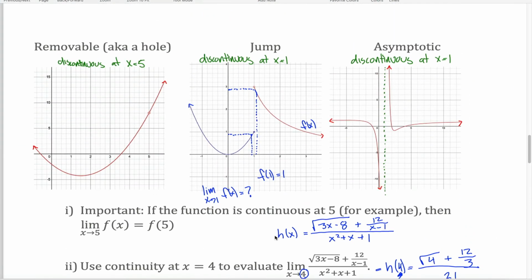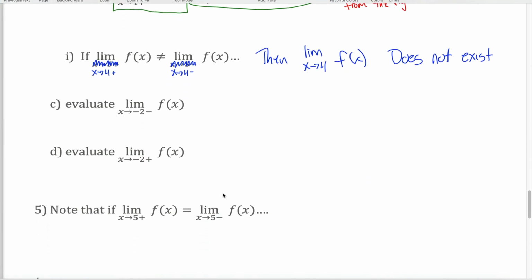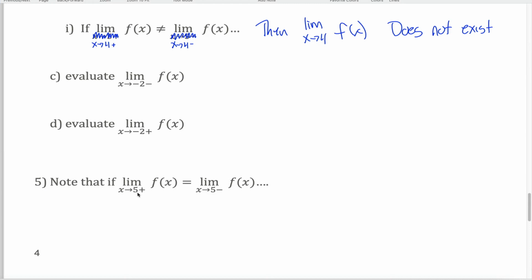Contrast that with the case that we saw up here where the person walking from the left gets really, really close to a height of 8, and the person walking from the right gets really, really close to a height of 8 when they approach this x value of 5. Since they're approaching the same height, we know their limit. If the two one-sided limits agree, if the limit as x approaches 5, for example, of some function f of x is the exact same as the limit as x approaches 5 from the negative side of f of x, then the limit as x approaches 5 of this function f of x, the two-sided limit, exists. What's it equal to? It's equal to that same number. If you get the same answer here that you get here, then that answer is the answer here.